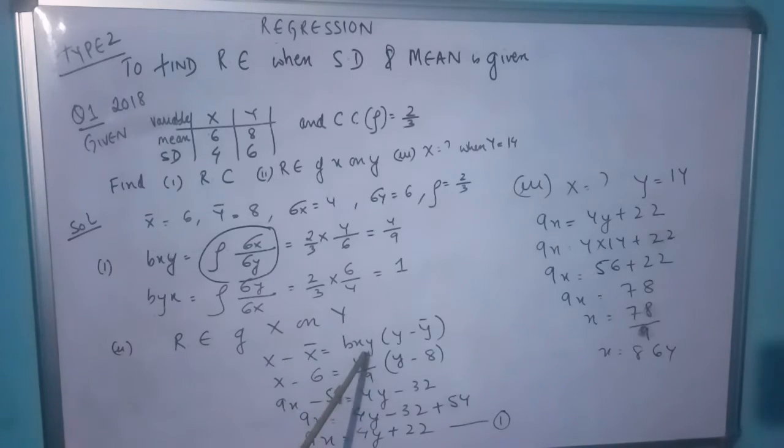Now regression equation of x on y, it starts with x. So x minus x bar equal to bxy times y minus y bar. So what is x bar? We already know, that is 6. What is bxy? You already found out, that's 4 by 9. Y as it is because it is an equation. Y bar is 8.